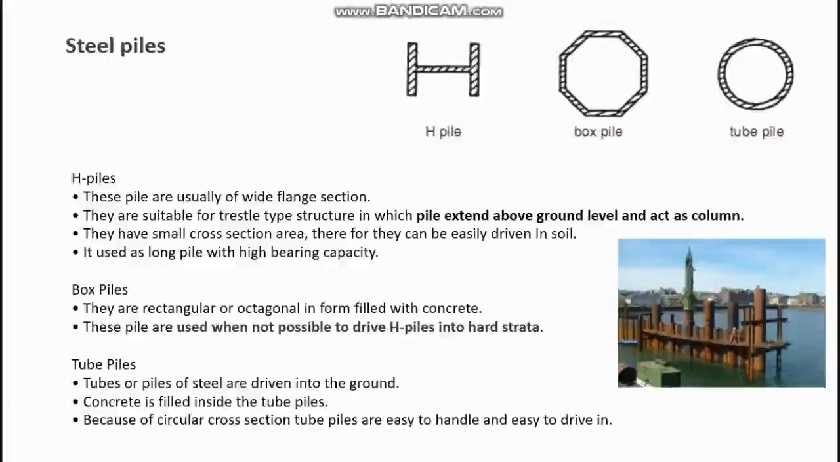Then when we see the box piles, they are rectangular or octagonal in shape, and inside they are filled with concrete. These are used when it is not possible to use the H type of piles for hard strata. Then there are tube piles. The steel tube piles are driven into the ground. The concrete is again filled into the tubes. Because of the circular cross-sectional area, they are easy to handle and easy to drive in. So these are the basic types of pile foundations based on material.